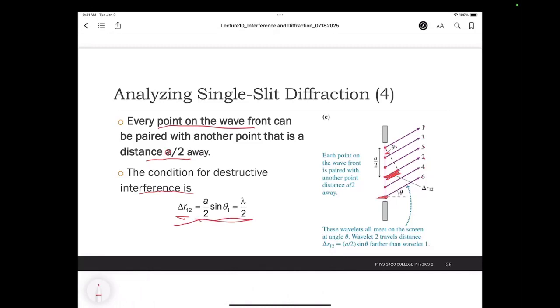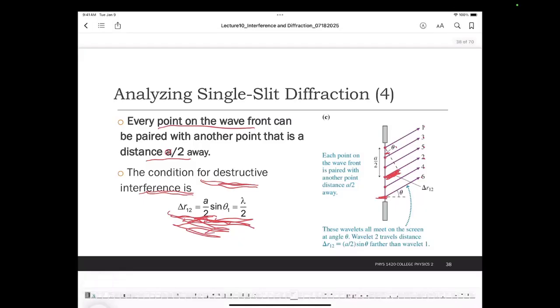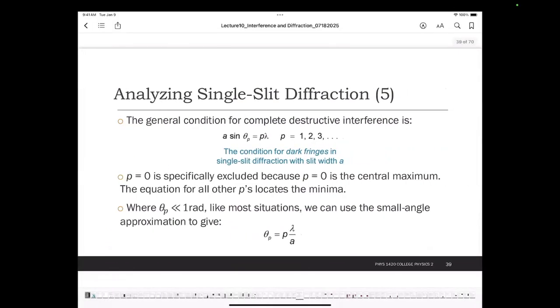And we have this equation. The condition for destructive interference is this. If the distance equals this one, then destructive interference happens. The general condition for complete destructive interference is a sin theta p equals p lambda, p equals 1, 2, 3, which means the condition for the dark fringes in single slit diffraction with slit width a.